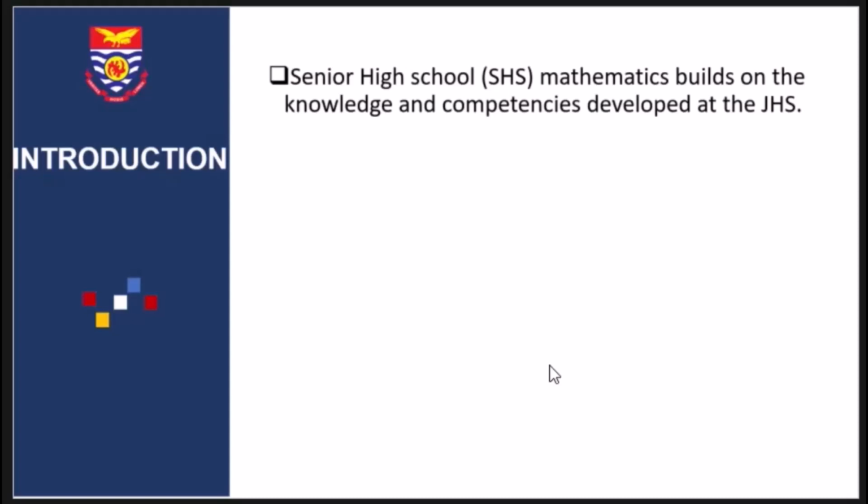So the senior high school mathematics builds on JHS, or the knowledge that students have gathered at the JHS level, just like the JHS builds on the primary, the competencies that students have developed at the primary level. The same way, SHS mathematics builds on the knowledge and competencies developed at the JHS level.